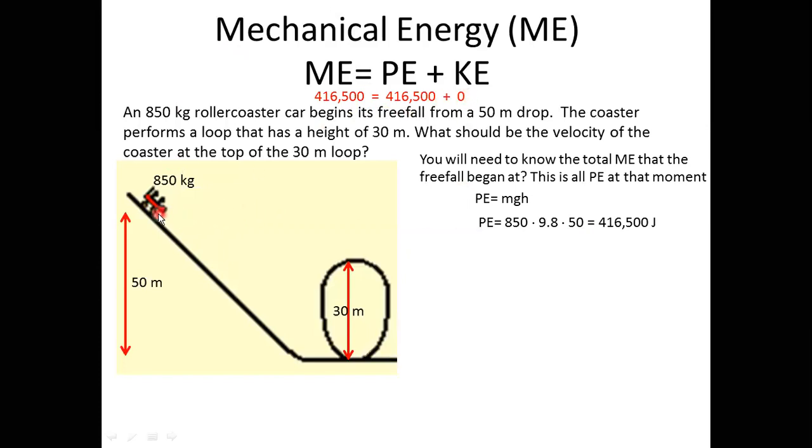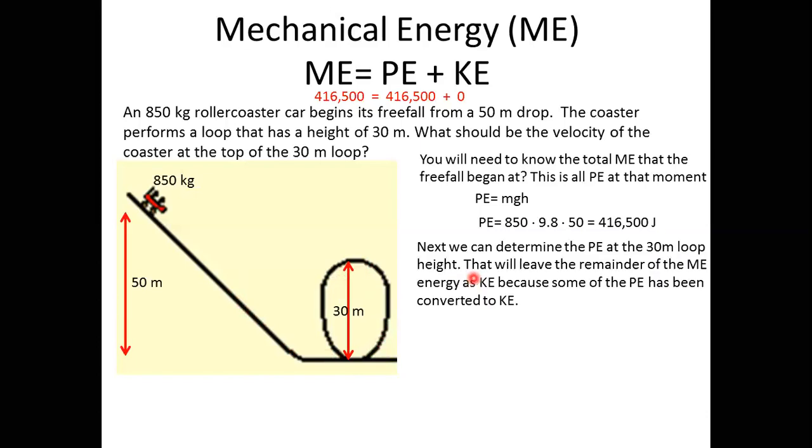What will happen is as the coaster begins its fall, kinetic energy will begin to build, and potential energy will begin to be transformed into that kinetic energy. It will come down here to the loop, and it will begin to climb in the loop. As it climbs in the loop, that potential energy begins to build up again because it's now off the ground. And it's going to lose some of its velocity as it climbs.